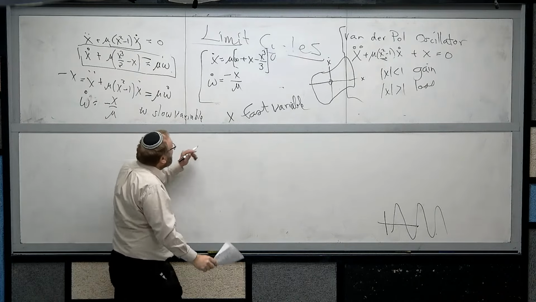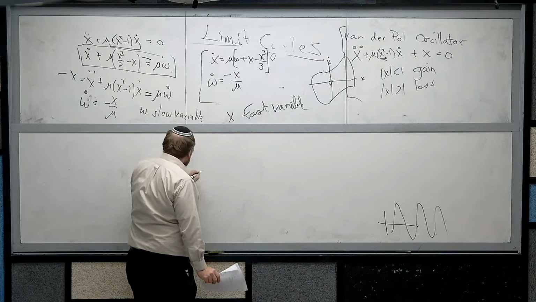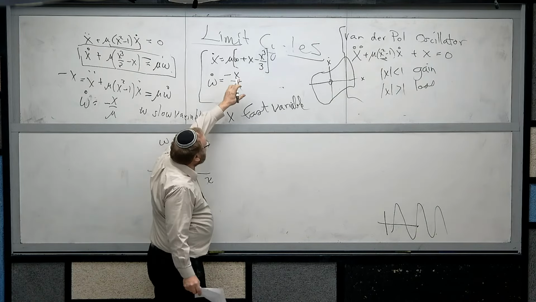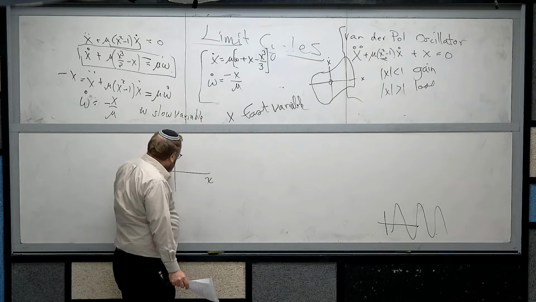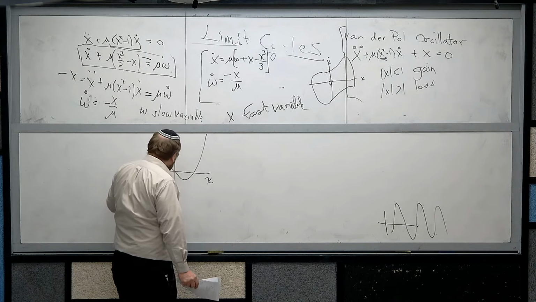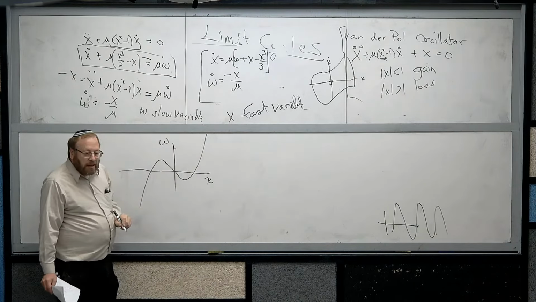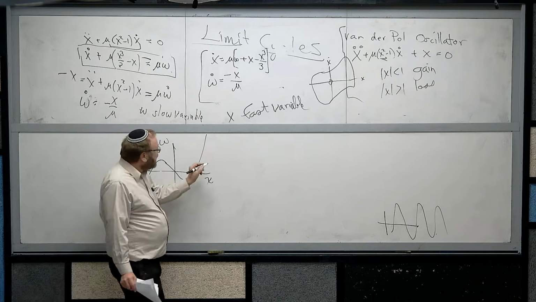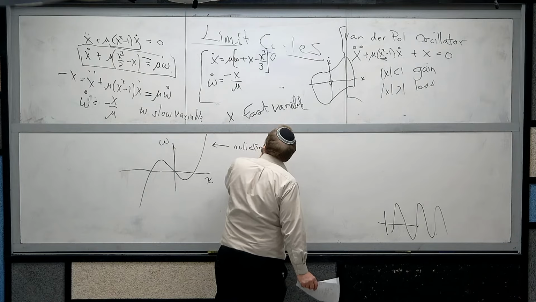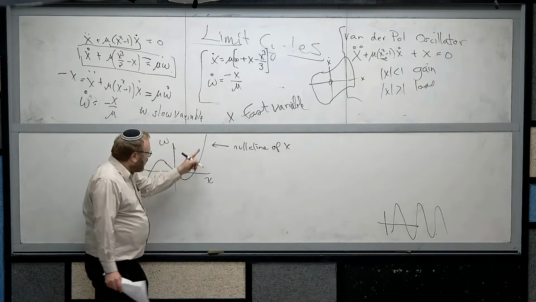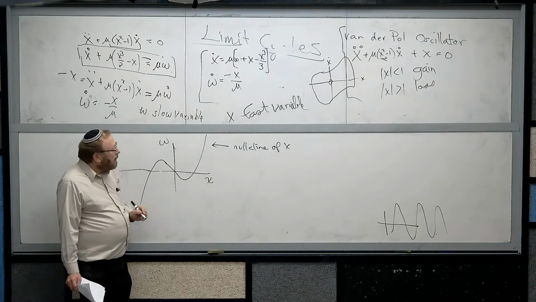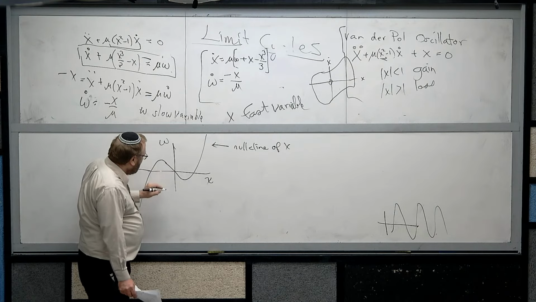is, let's draw this curve in the omega x plane. This is 0 means that w equals minus x plus x cubed over 3. So it looks like that. That is the nullcline. Remember the word. This is the nullcline of x. For all the points on this curve, x dot is 0. So what happens?